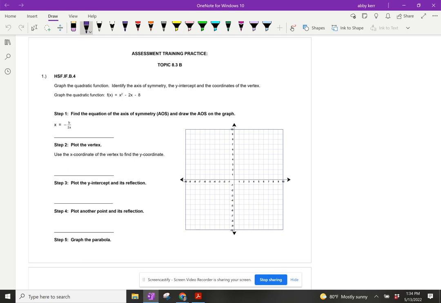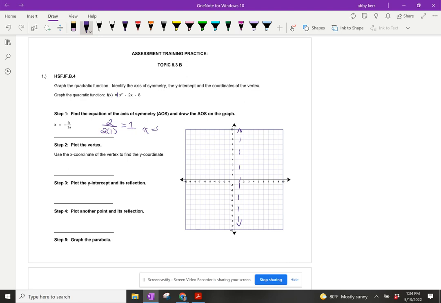So the opposite of b is going to be positive 2 divided by 2 times 1. Remember, when there's no number written next to a variable, that means it's 1. So if you hit Control Divide in your calculator and do 2 divided by 2 times 1, you're going to get 1, which is x equals 1. So then you want to do this next and draw that vertical line, x equals 1.